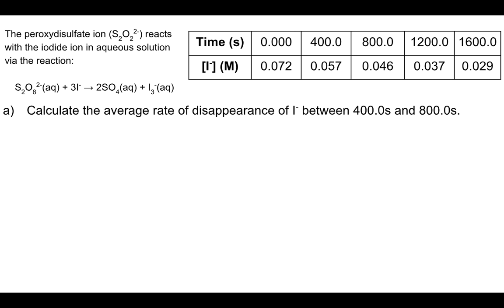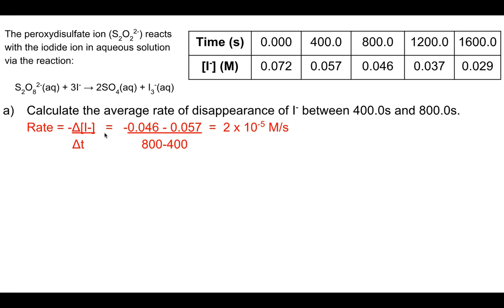So we have to remember that the rate is equal to the change in concentration over the change in time. And since this is a reactant, it's disappearing. That's where our negative sign comes from.